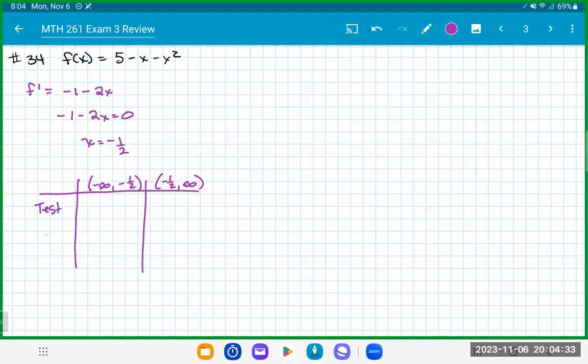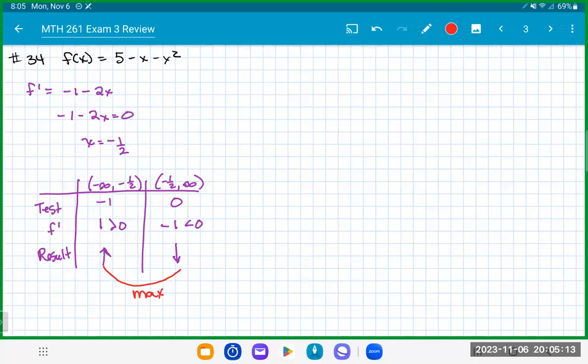So our test value, our derivative, and then our result is what we need to build on this table. Test value for the first one, we'll use -1. The second one, we'll use 0. When I plug that into my derivative, I get 1, which is greater than 0. Therefore, I am increasing. When I plug 0 into my derivative, I get -1, which is less than 0. Therefore, I am decreasing. Okay. So I am going from increasing to decreasing. So in this case, I'm going to have a max.